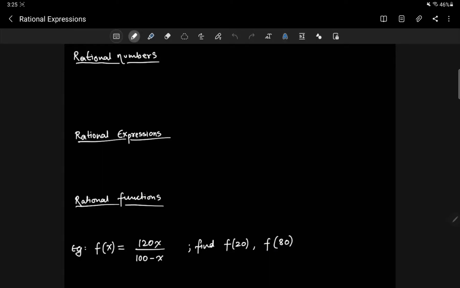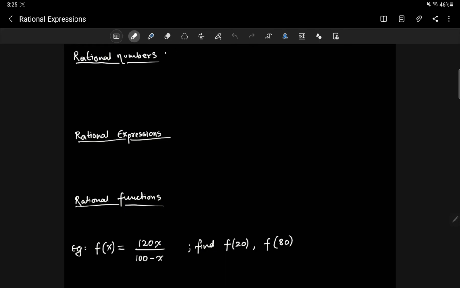Everyone, in this video we will be talking about rational functions and rational expressions. So far we have learned about functions and about factoring, and we will be using all of those in the development of this particular idea.